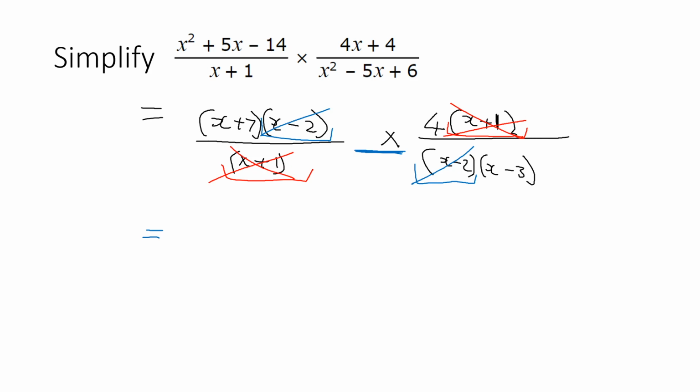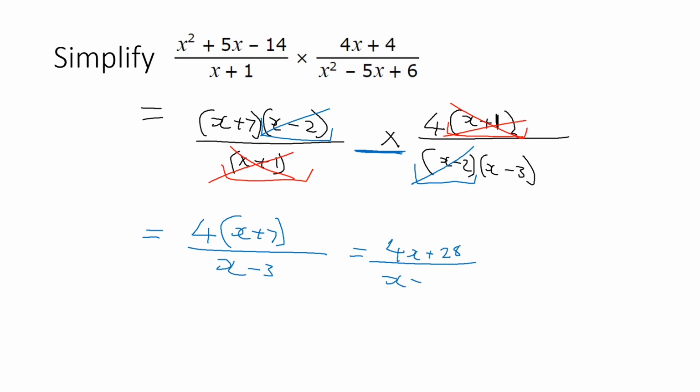And now all we need to do is just multiply what we are left with. So this will just be 4 times x plus 7 divided by x minus 3. We can expand it if you want. Turn that into 4x plus 28. Up to you how you leave your answer. But the important thing is there's no more cancelling out that you can do from numerator and denominator.